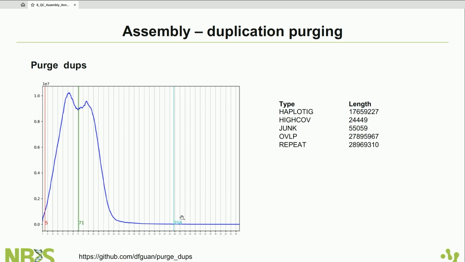It will also get rid of repeats and junk sequences. It will give you a report, essentially, with sequences that are likely to be haplotypes or repeats or junk. And once you have cleaned it up, you can also screen for contaminants. These are two of the tools.